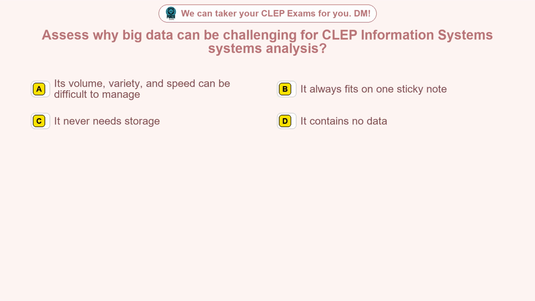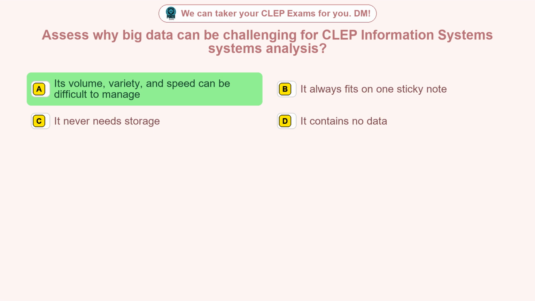Question 86. Assess why big data can be challenging for CLEP Information Systems analysis. Option A. Its volume, variety, and speed can be difficult to manage. Option B. It always fits on one sticky note. Option C. It never needs storage. Option D. It contains no data. The correct answer is option A.